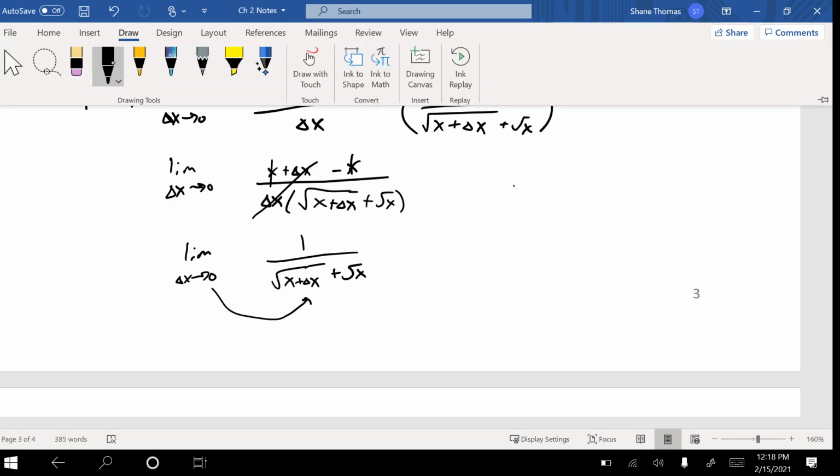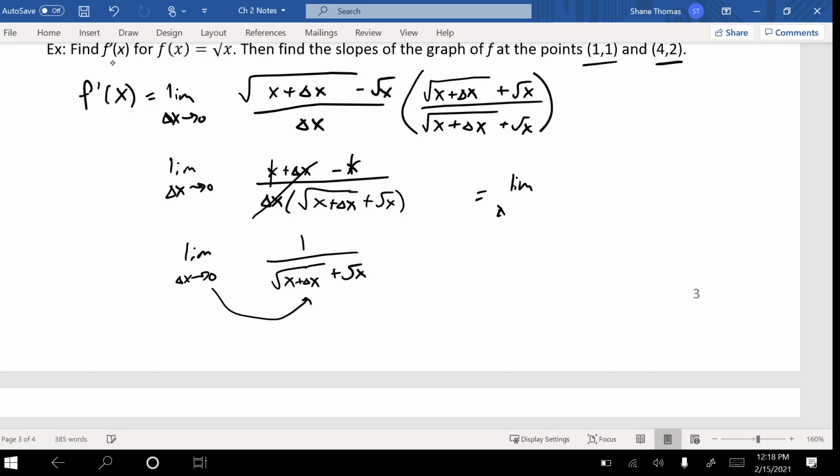All right, I plug that 0 in for delta x. Well, I'm going to have root x plus delta x, right? So that's going to be equal to the limit as delta x approaches 0 of 1 over root x plus root x, because the delta x is gone. Well, root x plus root x is going to be what? It's just 2 root x, right? So the limit as delta x approaches 0 is going to be 1 over 2 root x.